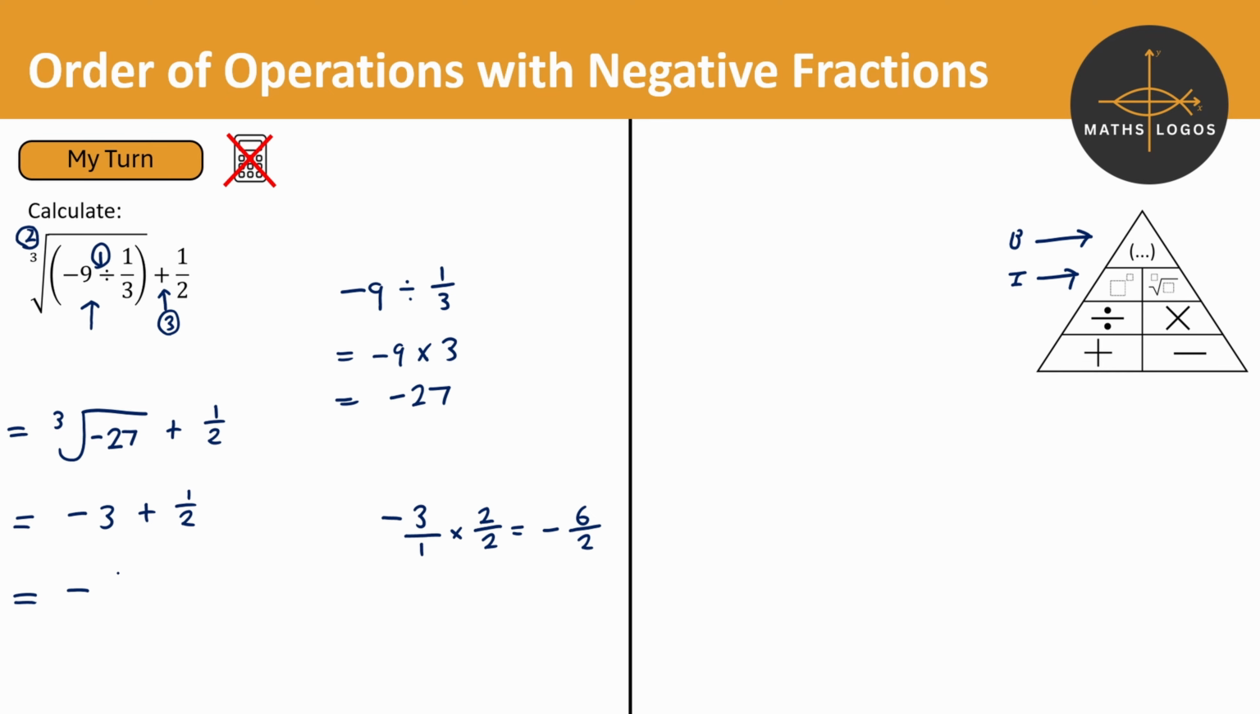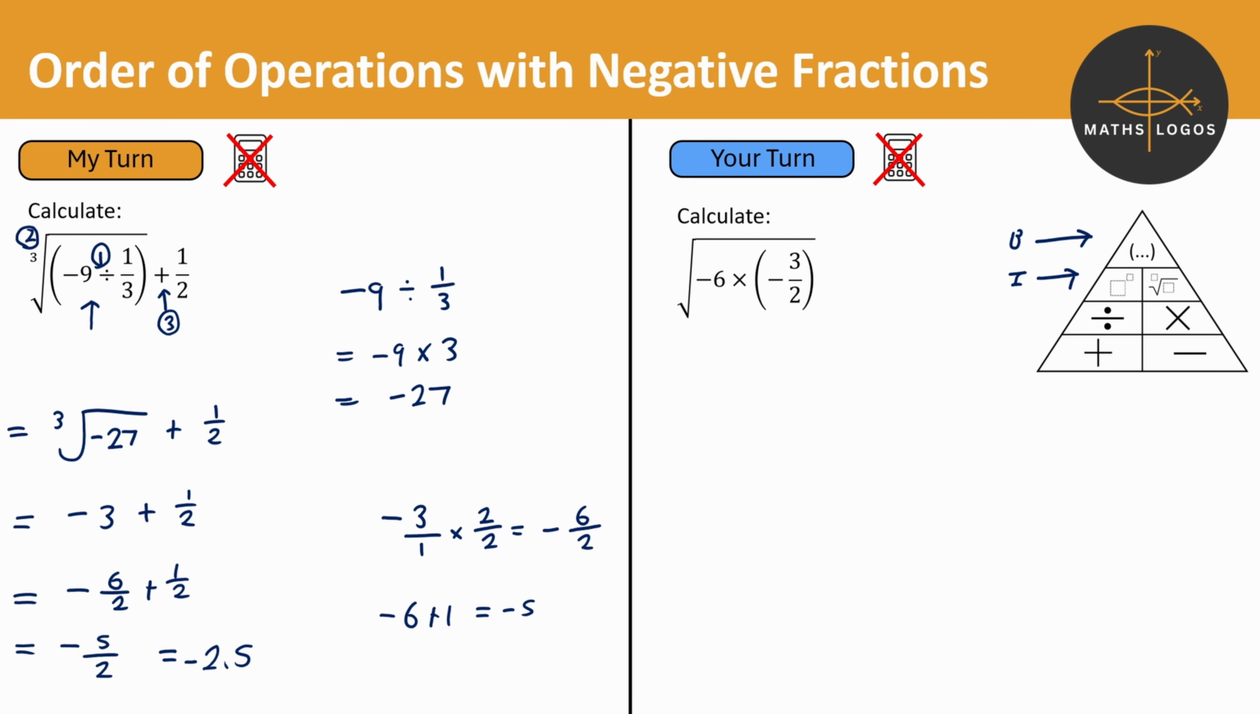I'll rewrite this as negative 6 over 2, add 1 over 2. And just treat this like you would if you were doing negative 6 add 1. Well, negative 6 add 1 is negative 5. So negative 6 halves add a half is negative 5 over 2. We could then turn that into a decimal. So 2 goes into 5 twice with 1 left over. So my answer is negative 2.5. Pause the video and give this one a go.